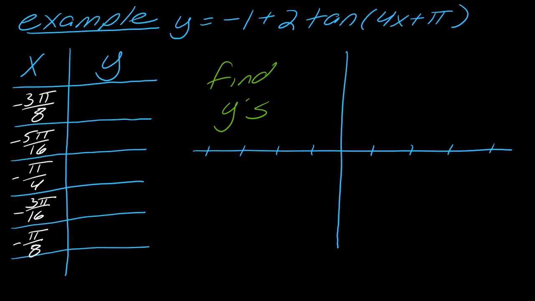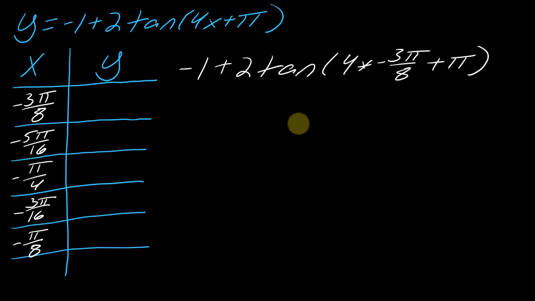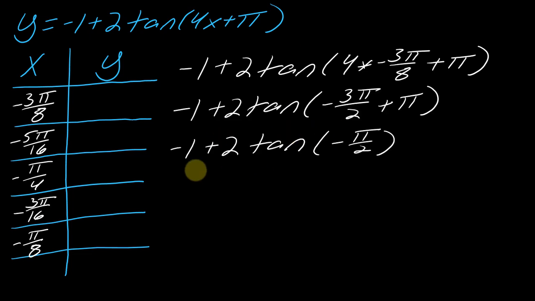Okay, and so now we can go through and find our y's. We're in the home stretch here. So now I can start plugging these values in. First I'll plug in negative 3 pi over 8 into my function, and I can simplify everything like you see here. Ultimately what I get is negative 1 plus 2 times tangent of negative pi over 2. That will be undefined because tangent of negative pi over 2 is undefined. And remember, this was supposed to be an asymptote anyway, so it's good that this is undefined. So we're all good here.